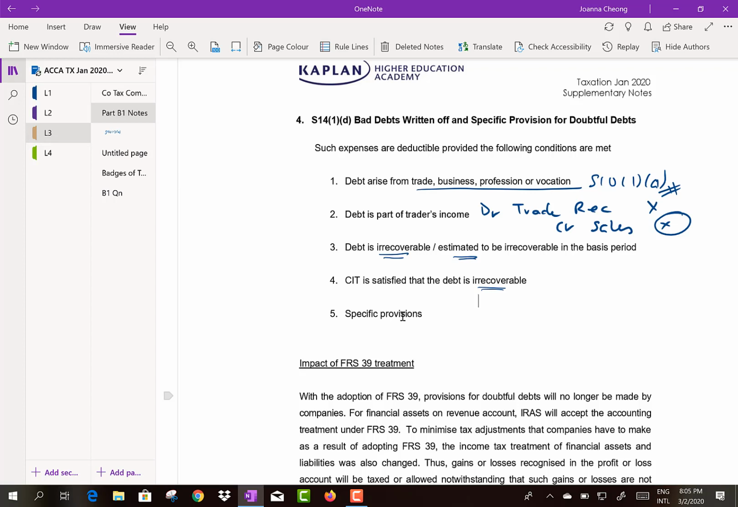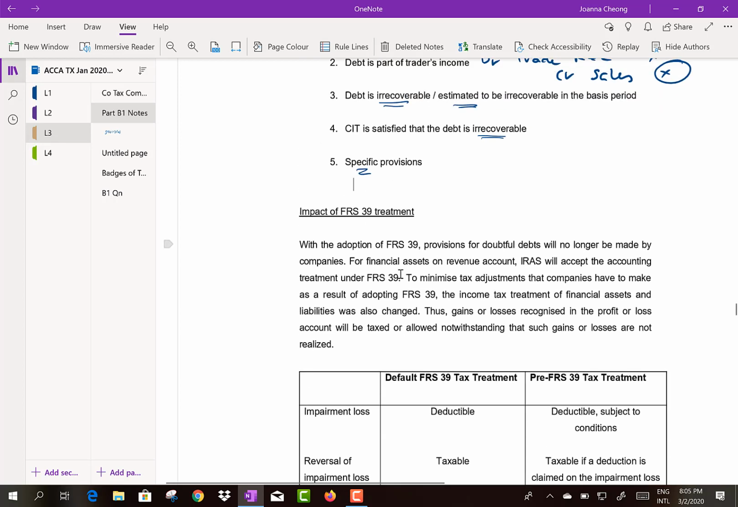And now, just now you mentioned about general provision, right? General provision is not deductible. Specific provision is deductible. Specific means what? That means you are able to identify the particular customer who may not be able to pay. General provision is only based on a certain percentage. That one is not deductible. Specific then is deductible.